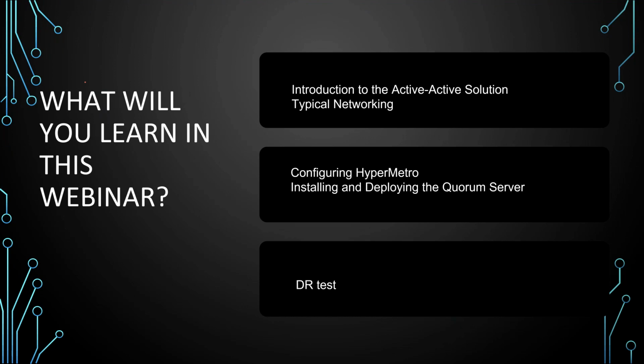And then we will see installing and deploying the Quorum server. As we discussed in our previous session, we need a Quorum server for arbitration. So we'll see how we can install it and how we can configure it. And then at the end, we'll be doing a DR test, to test our HyperMetro configuration and see if it is working properly or not.